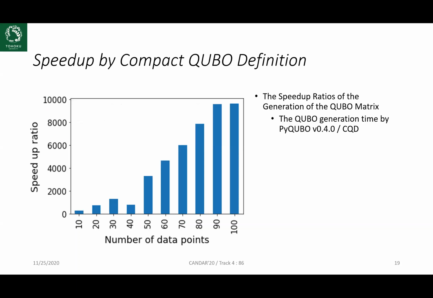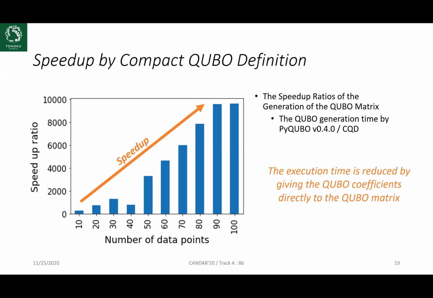This figure shows the speed-up ratios of the QUBO generation. The number of data points is varied from 10 to 100, and the number of clusters is 2. The x-axis indicates the number of data points, and the y-axis indicates the speed-up ratios of the proposed CQD implementation to the conventional PyQUBO implementation. The speed-up ratio becomes huge as the problem size increases. This is because the execution time is reduced by giving the QUBO coefficients directly to the QUBO matrix. The speed-up ratio is up to 10,000 times faster.